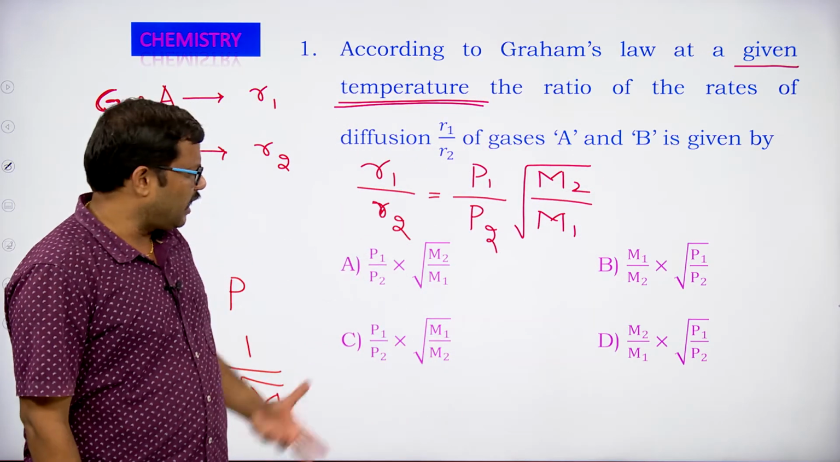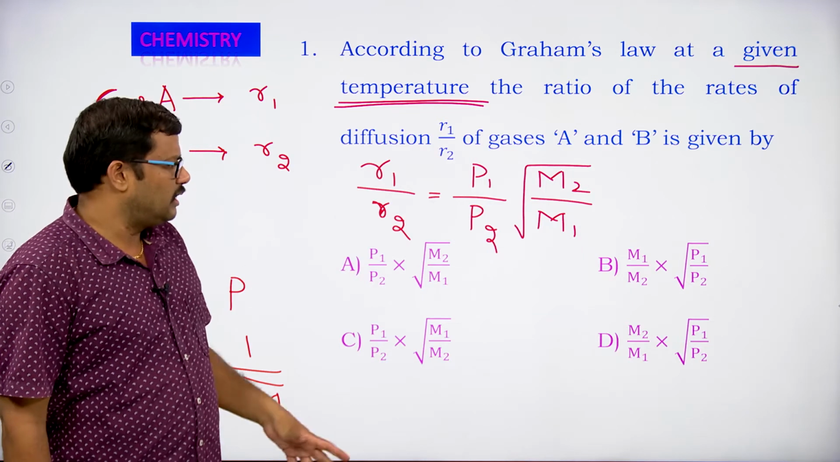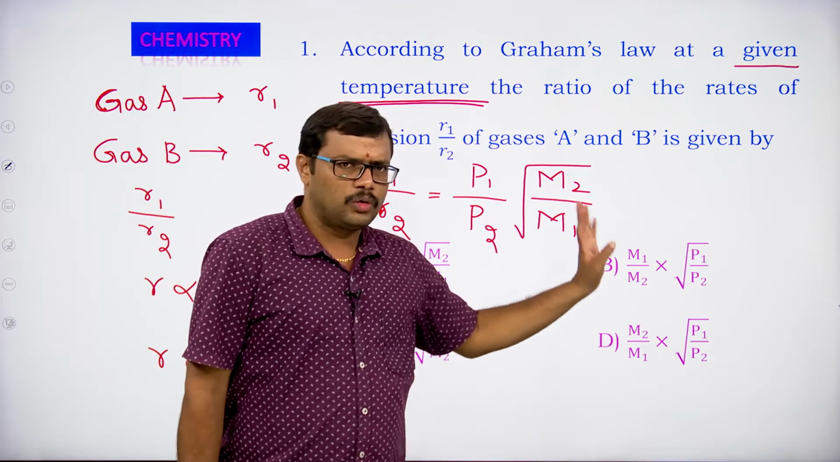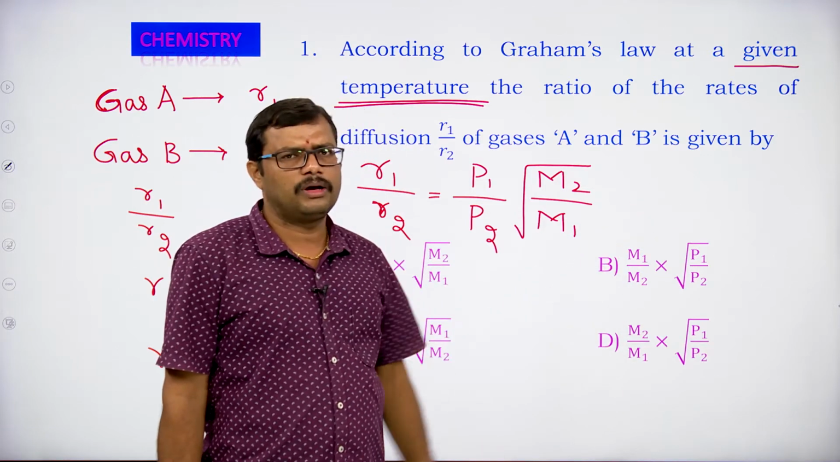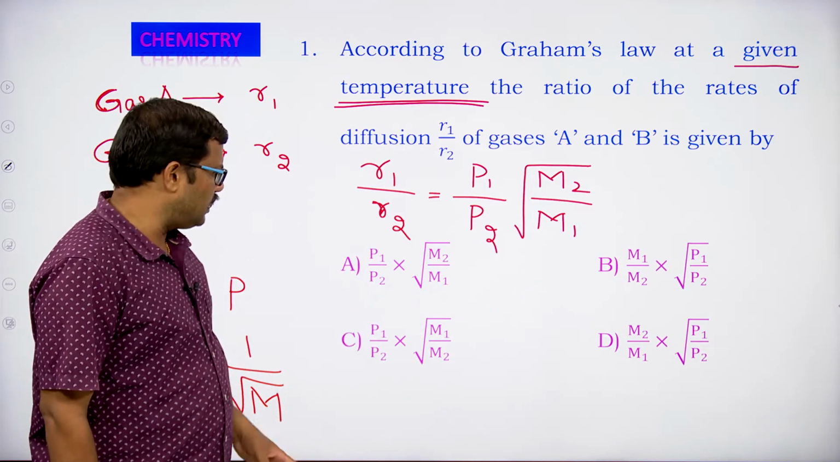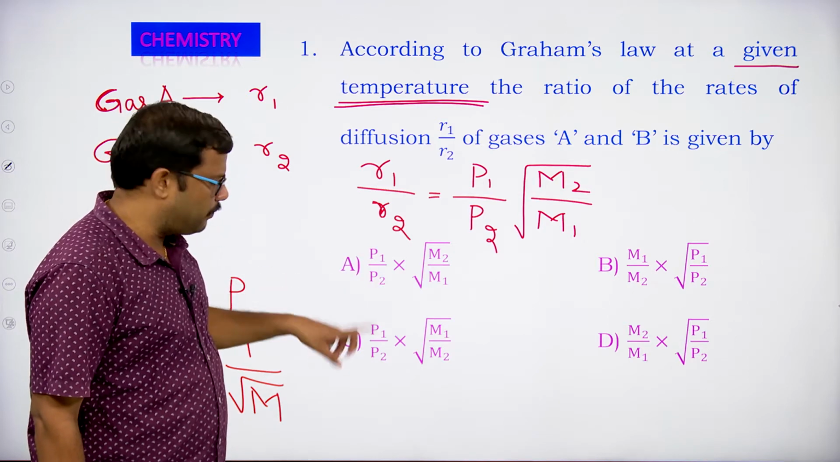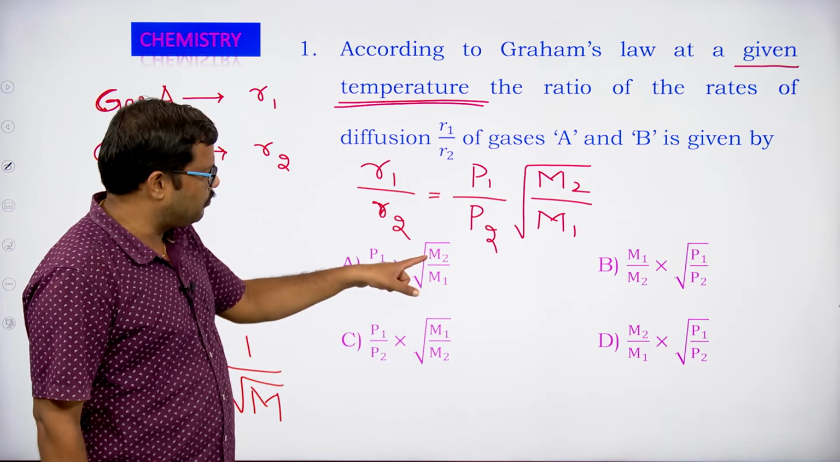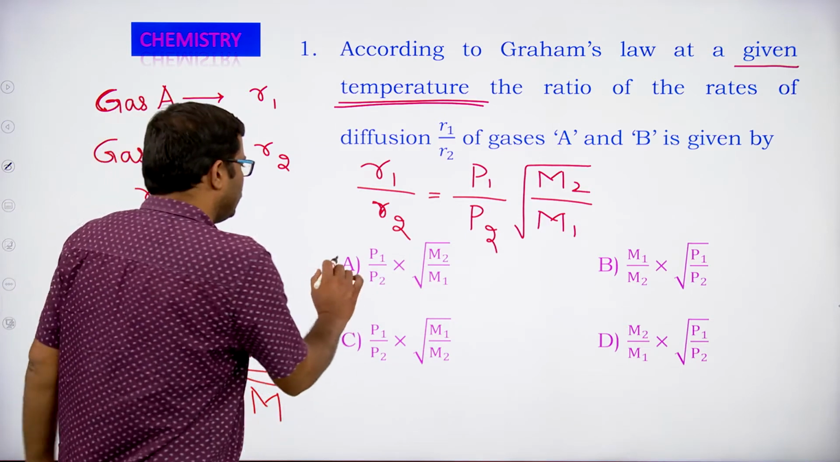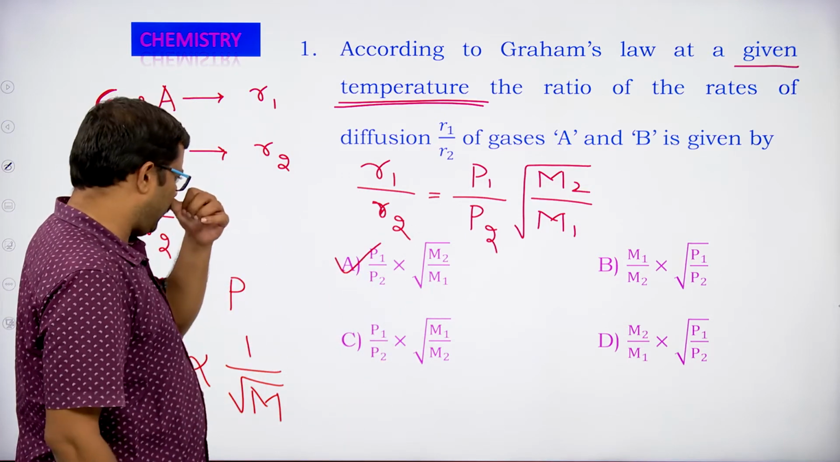Okay, so among the options, if you observe, B and D can be ruled out because it is given root for the pressures and no root for the molecular masses. In this case, if you observe P1 and P2, but when you look at the molecular masses, it is M1 and M2 under root, and it is M2 by M1 under root. So this should be the correct answer.